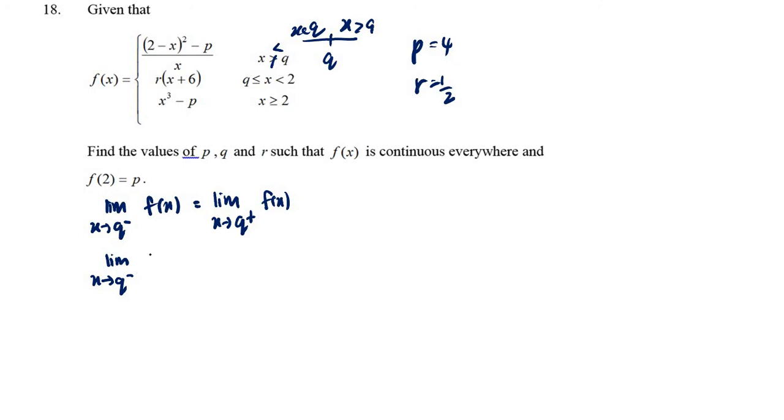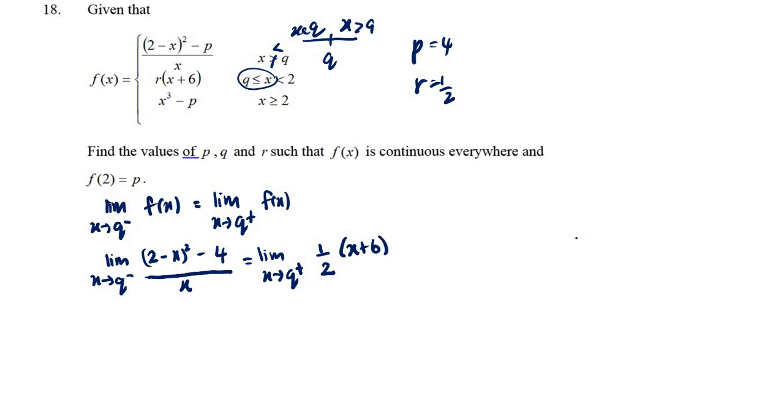So over here, we will have 2 minus x squared minus p, where p we already have the value 4. Let's just replace that with 4 divided by x over here. And that is equal to the limit of x approaching q from the right. Now our f(x) is equal to this second one, 1 over 2 r, x plus 6 over here. Then substitute q for x. So we are going to have 2 minus q squared minus 4 divided by q over here. Then here you will get 1 over 2 q plus 6.